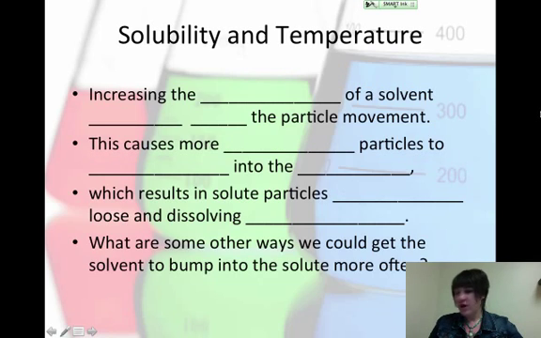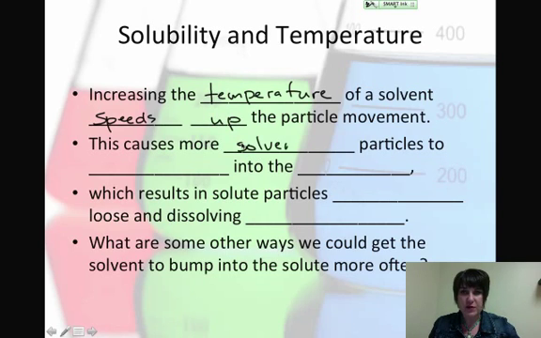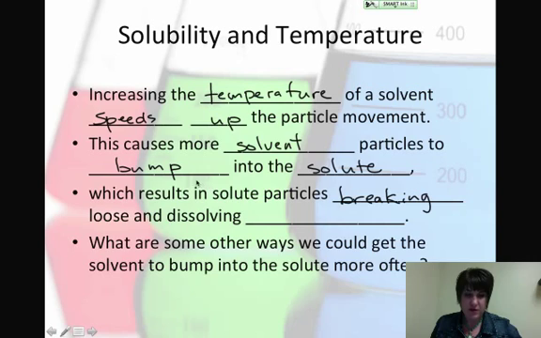First of all, we already know that increasing the temperature of a solvent could increase the speed of the particle movement inside that solvent. So all of the little particles are speeding up. This causes more of the solvent particles to bump into the solute particles. This results in solute particles being able to break loose and dissolve into the solution faster.